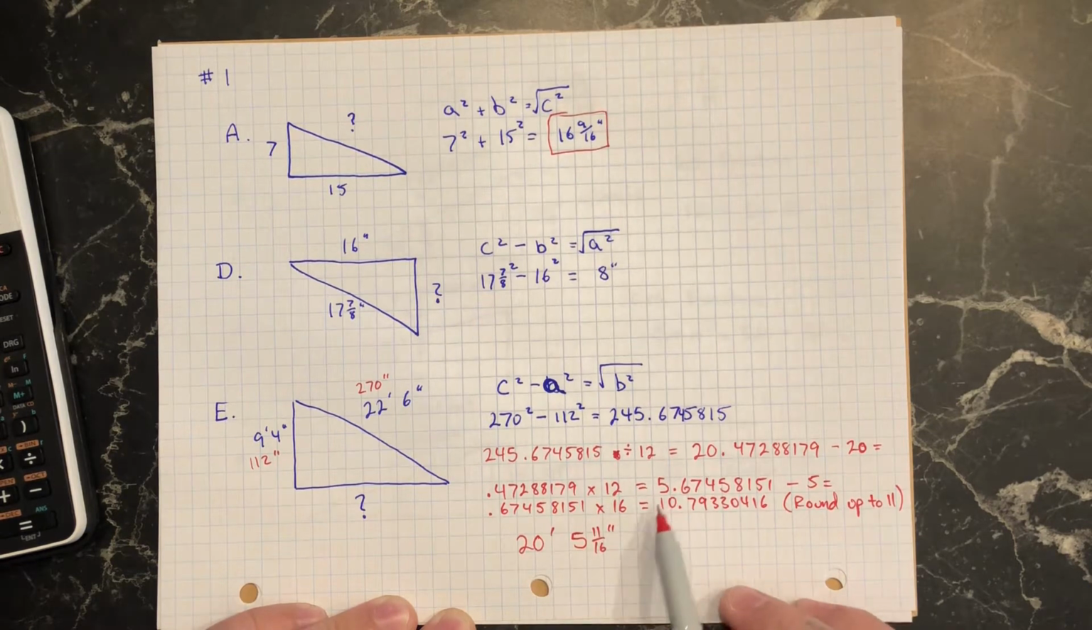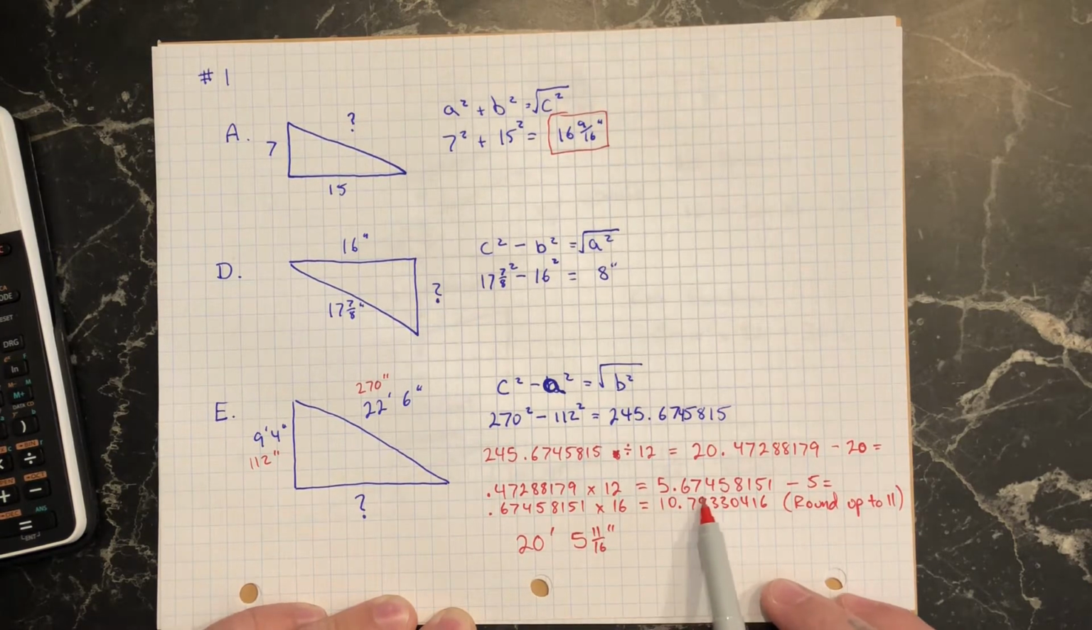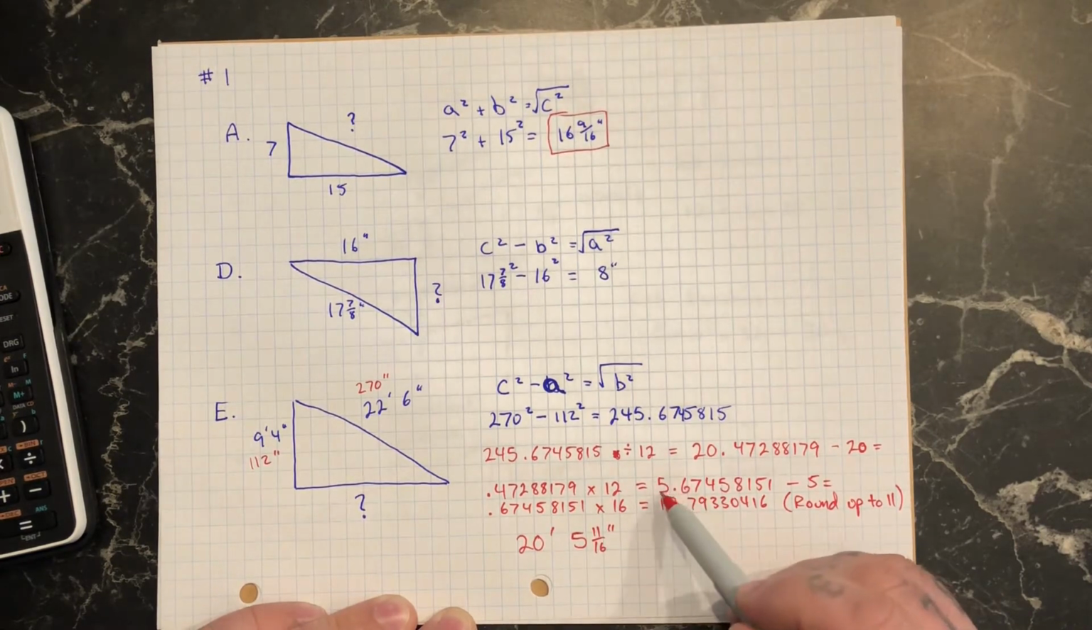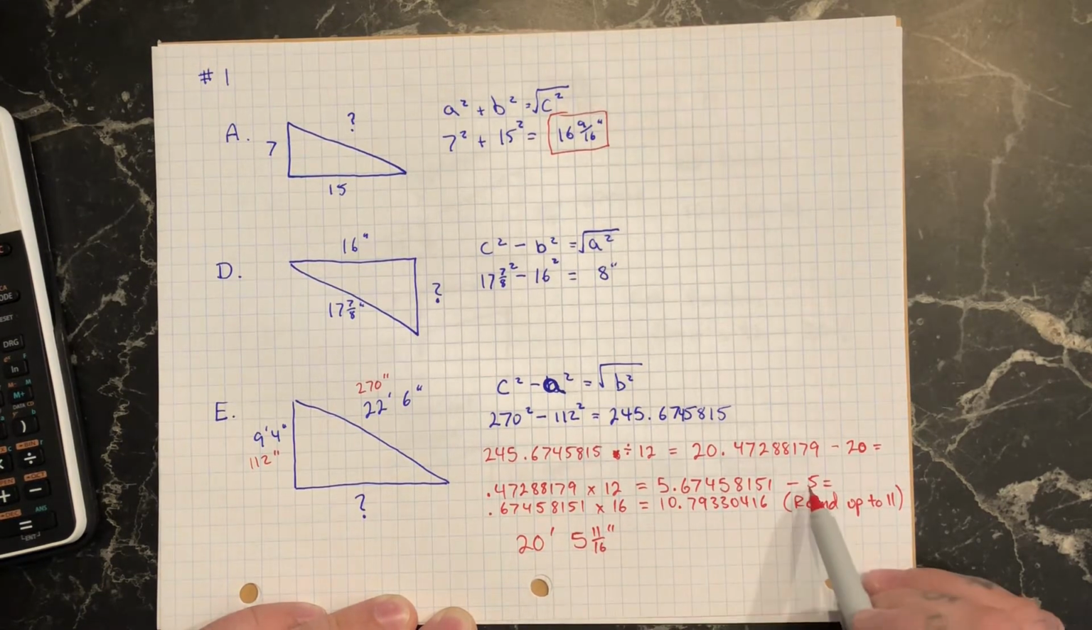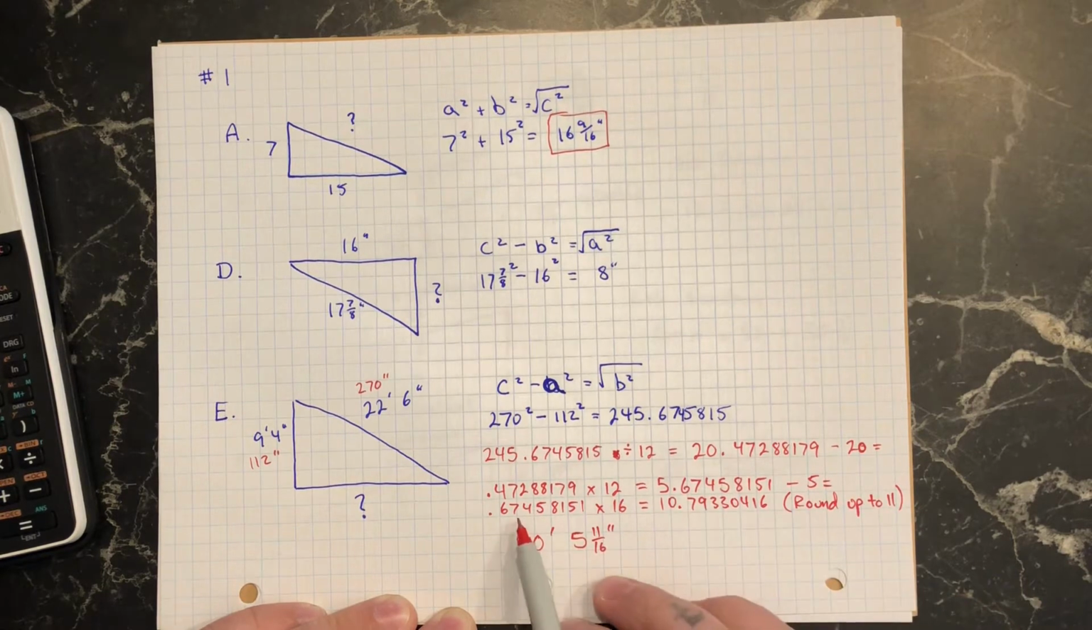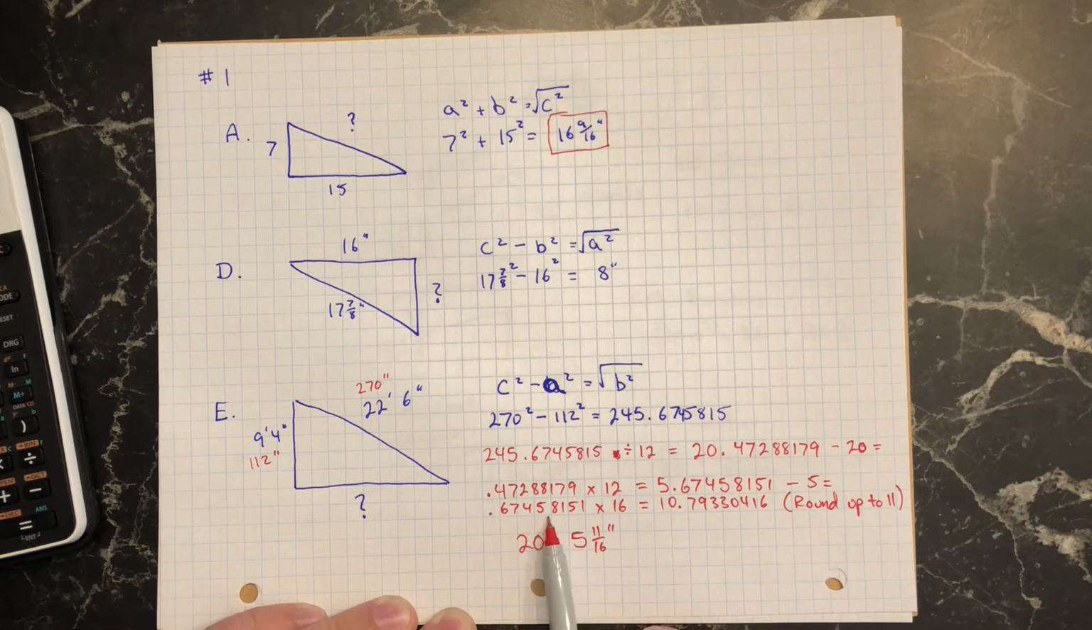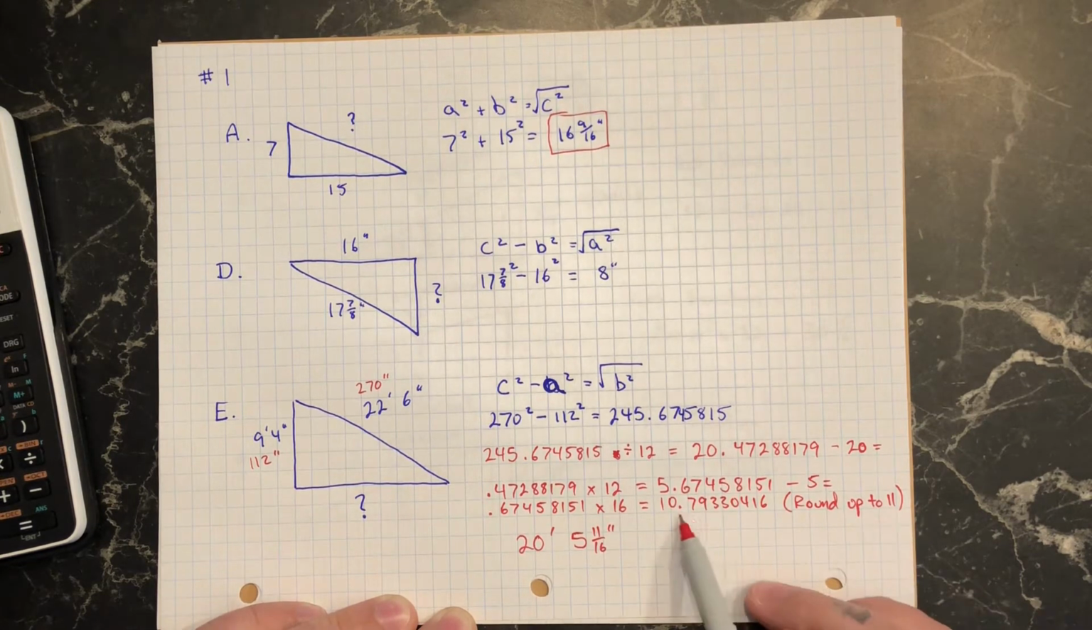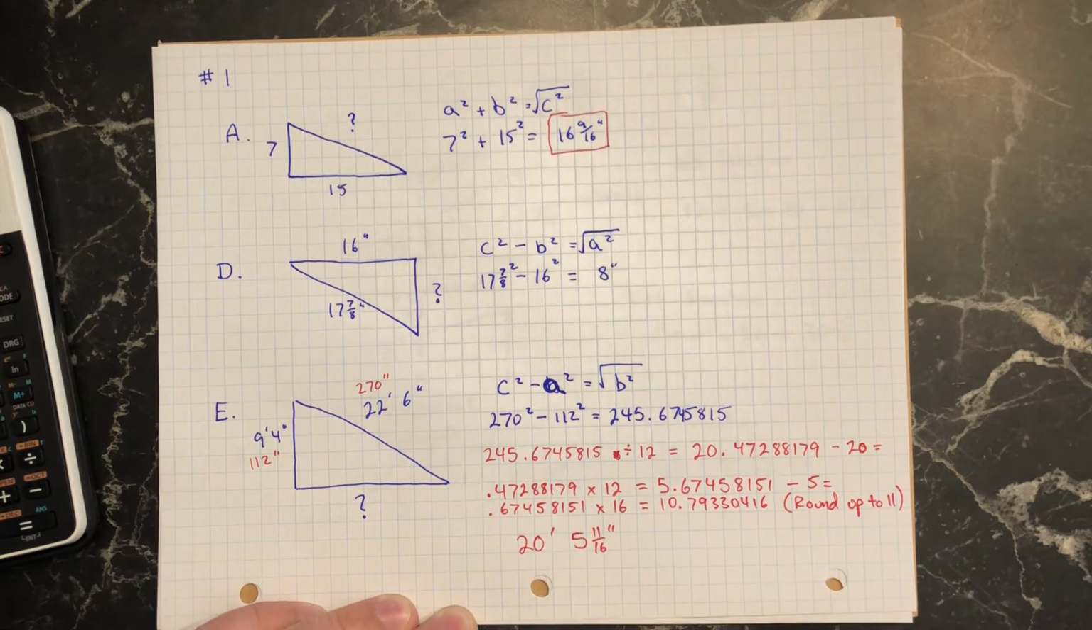So times 12 gives me 5.67458151. That 5 is my inches, so I'm going to subtract the 5 off to isolate the fractions of an inch now. If I take that decimal and multiply it by 16ths, it gives me 10.7933. Because this is higher than 5, I'm going to round this up to 11/16. So 20 foot, 5 and 11/16.